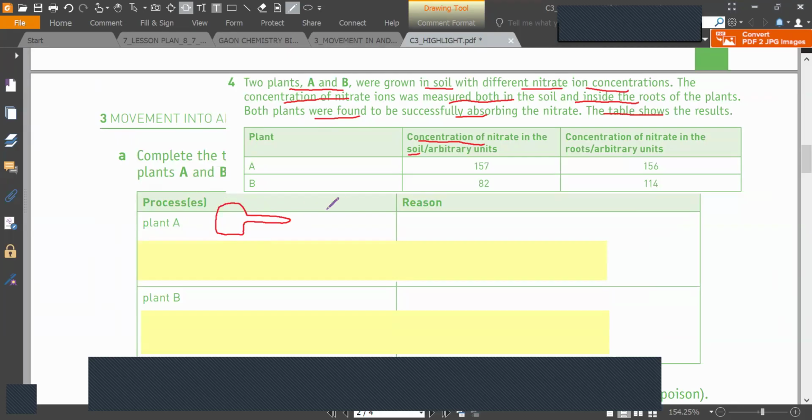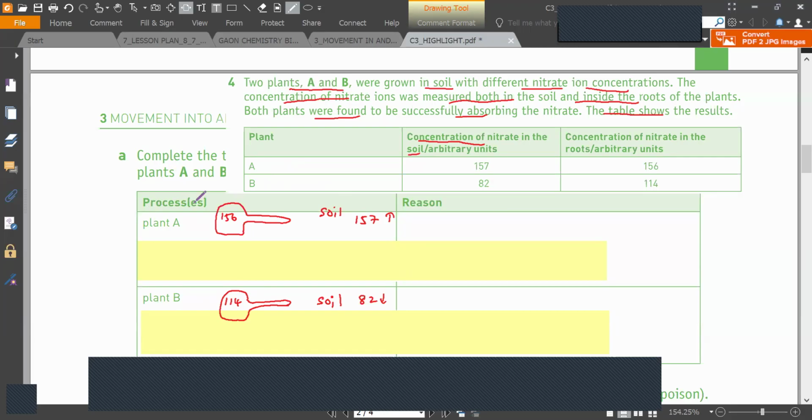Okay, so this one is the soil. Here again, this is the root hair cell for plant B, and then the soil. In the soil it is 157 here, and here this is 82. So this is high, this is low. Then inside the root is 156, and inside the root here is 114.